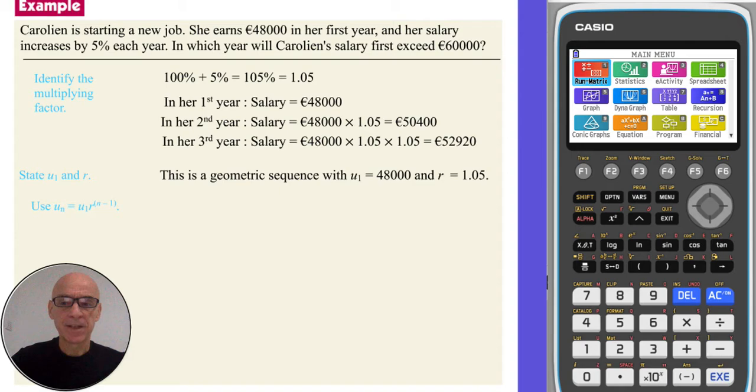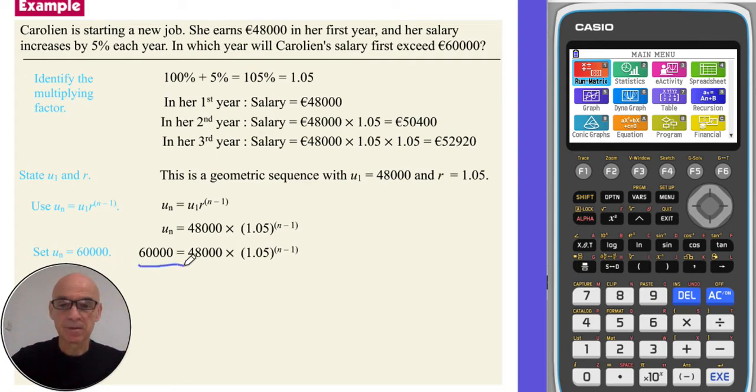Using the formula for the nth term, as given in your formula booklet, we can substitute in the values of u1 and r. To find in which year Caroline's salary exceeds 60,000, we need to find which term that is. So we form an equation by setting the nth term, un, equal to 60,000, and we use solver on the calculator to solve the equation.